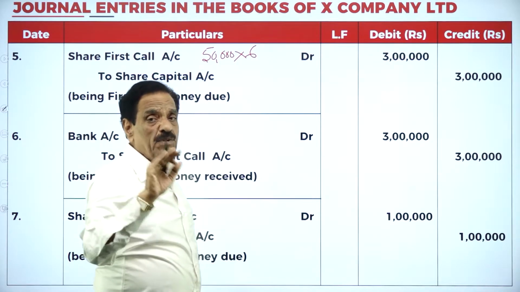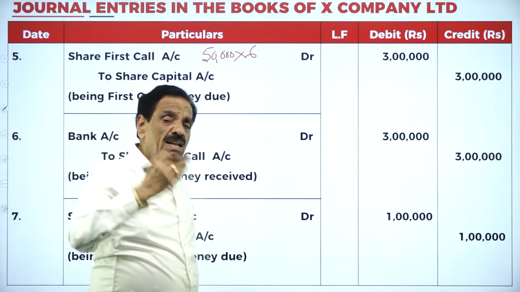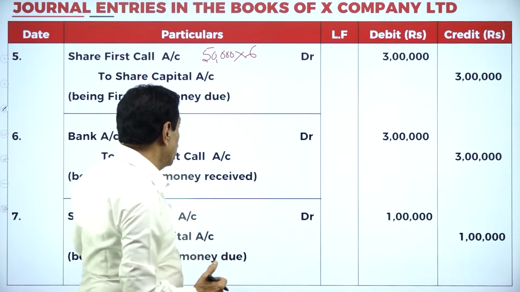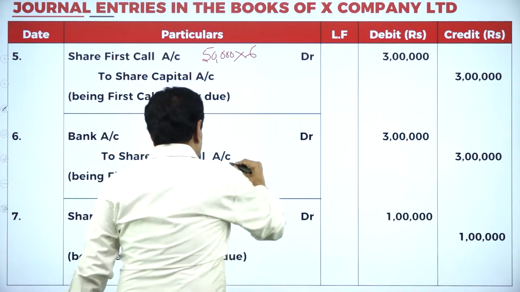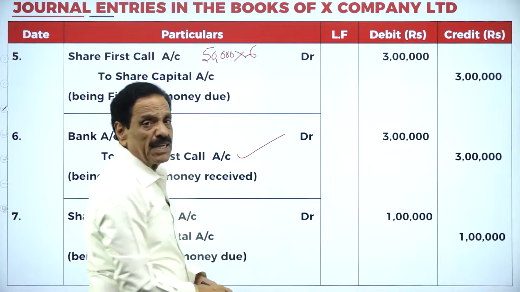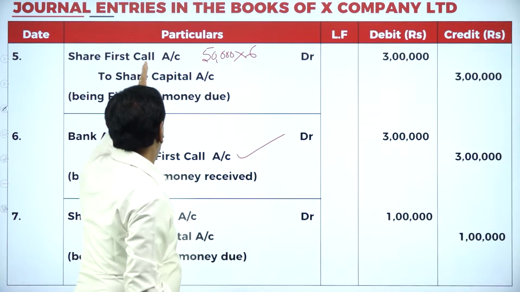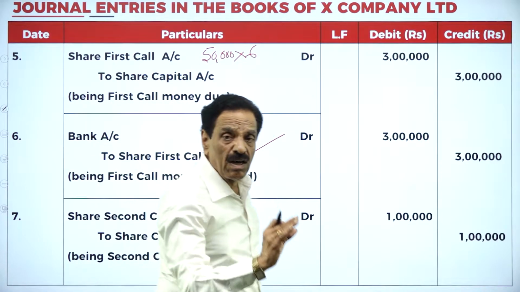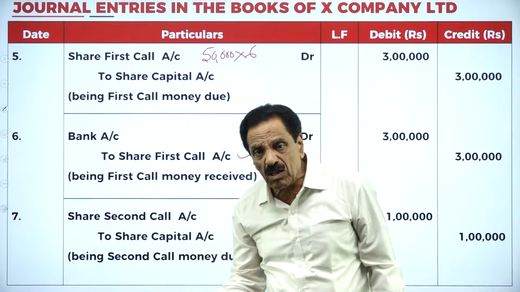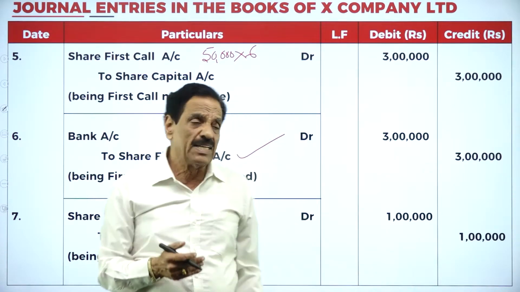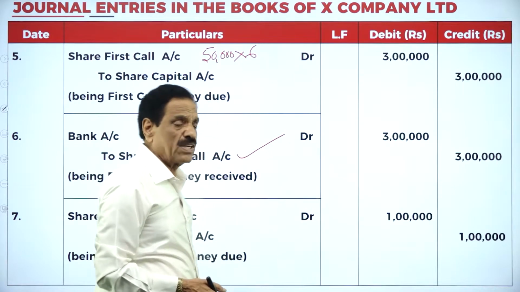So members have paid the first call. What is the next entry? Bank account debit to share first call account. All the money has been received. What's the due entry? Share first call account debit to share capital account. When I receive the money, the entry is bank account debit to share first call account.